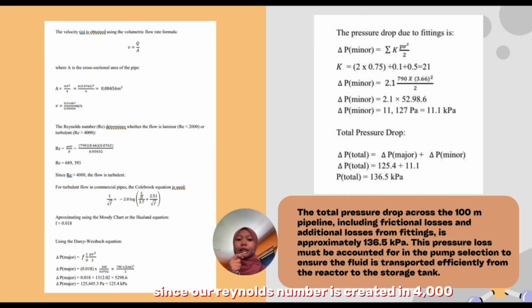Since our Reynolds number is greater than 4000, the flow is classified as turbulent. To determine the pressure loss, we use the Darcy-Weisbach equation. The friction factor is estimated using the Moody chart or Haaland equation. Applying these values, the pressure drop due to pipe friction is calculated as 125.4 kilopascal. Next, we calculate the minor losses caused by fittings using the loss coefficient method. The total pressure drop in fittings is found to be 11.1 kilopascal. Finally, summing the major and minor losses, the total pressure drop across the pipeline is 136.5 kilopascal.